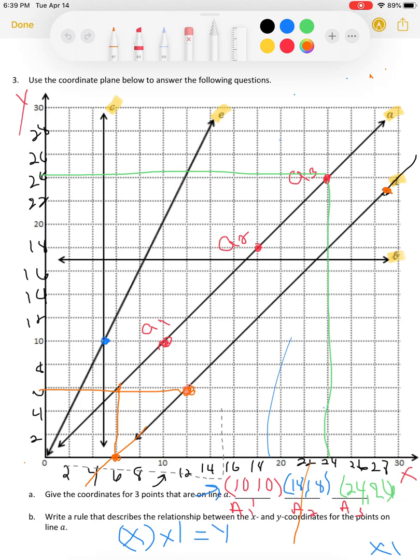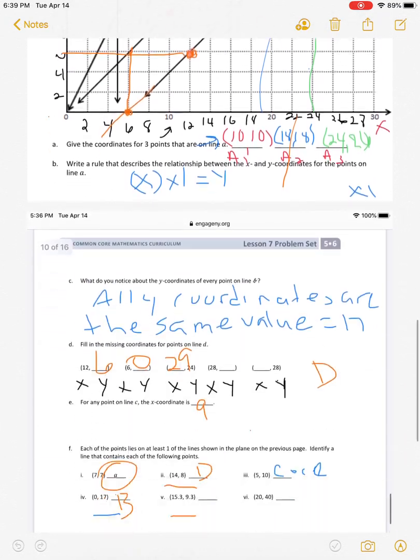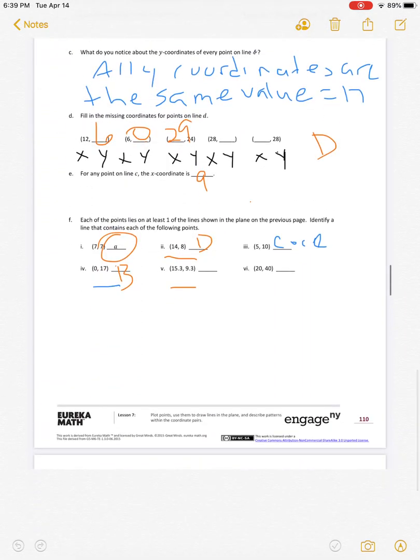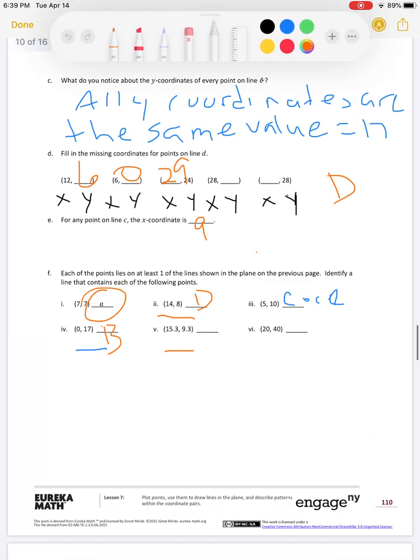15.3, 9.3. 9 would be in the middle of 8 and 10 on the y-axis. That's here. And what line does this particular point sit on? It sits on line D. Whew. All right, let's go back and input it into line D. All right, last one, 20 and 40.